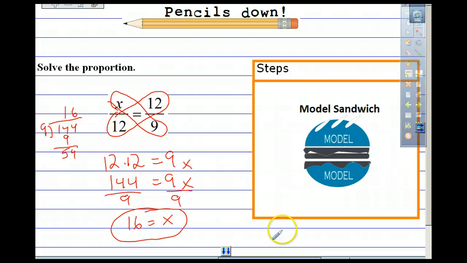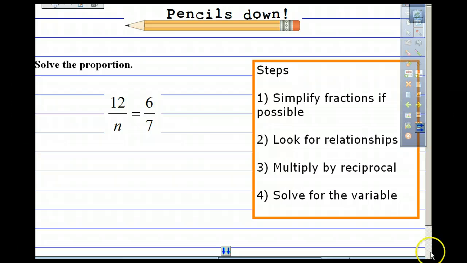Any questions, clarifications here? So I multiplied across diagonally. I got an equation, and I just solved for a variable like you guys did 2 nights ago. Just one step. Alright. Here we go. One more.